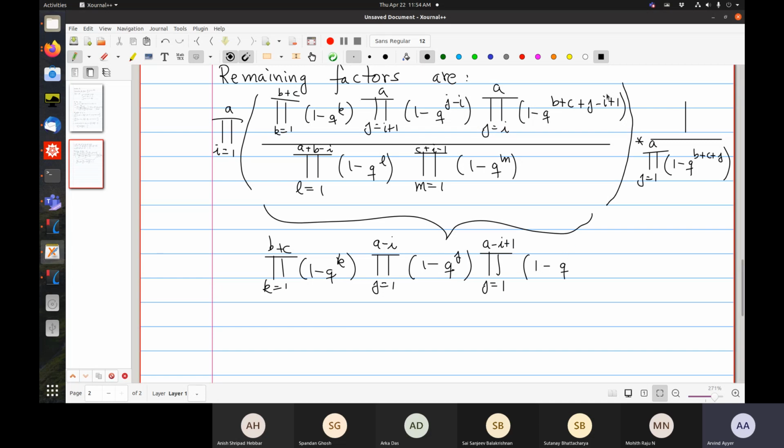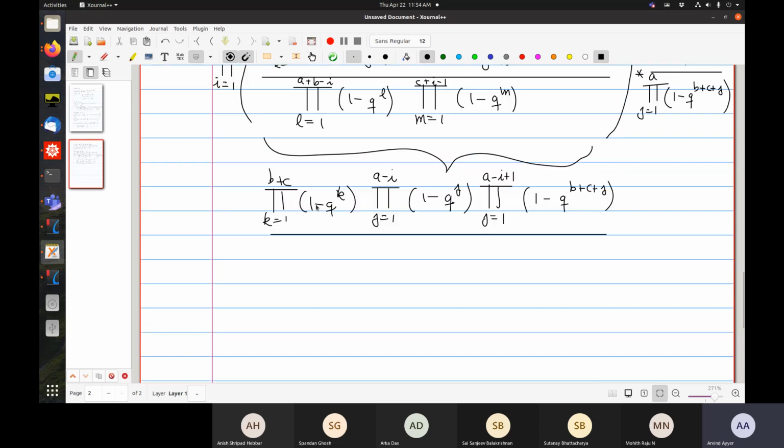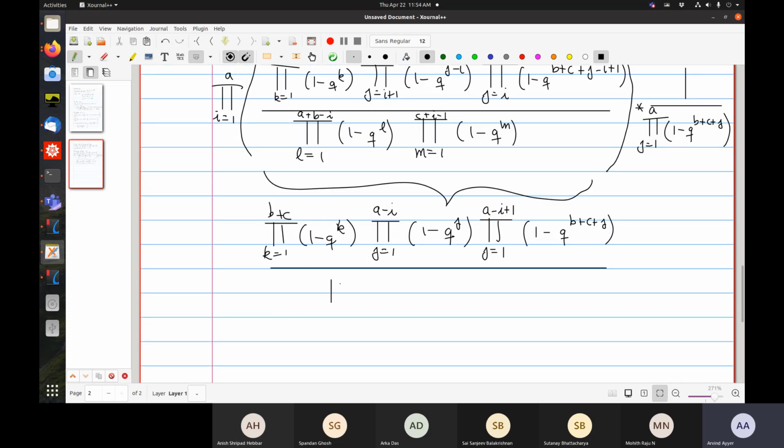And now what do I get? So this part becomes exactly q to the b plus c plus j. And the denominator is still unchanged. Okay, now just look at that. So this is product L goes from 1 to a plus b minus I, 1 minus q bar L. Product M goes from 1 to c plus I minus 1, 1 minus q bar L.